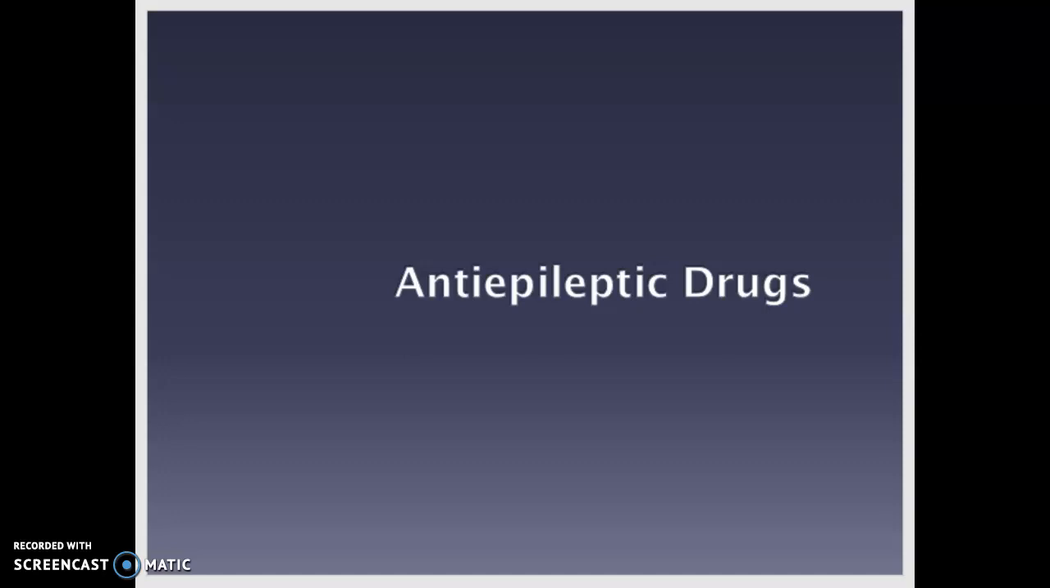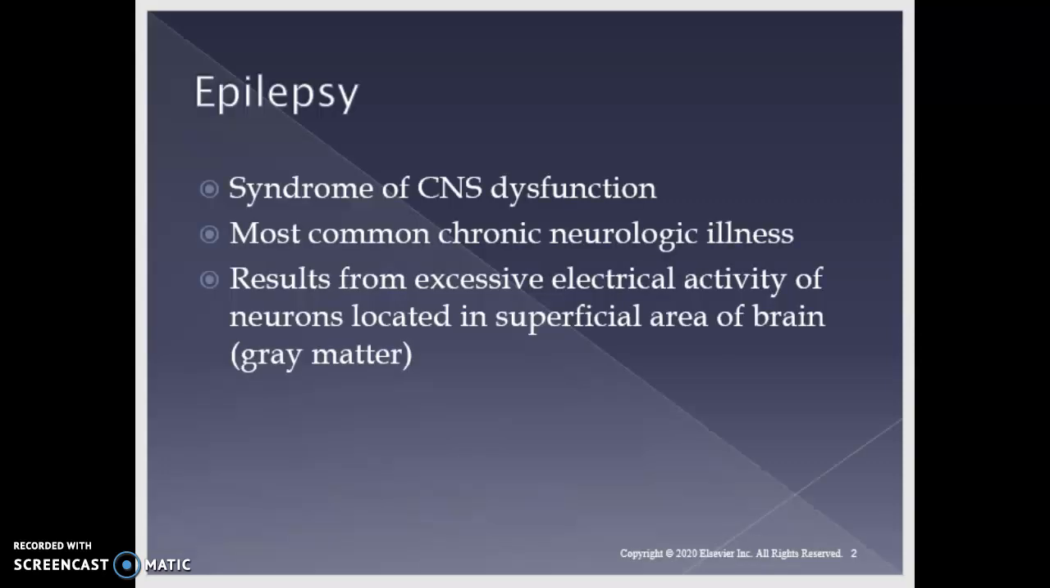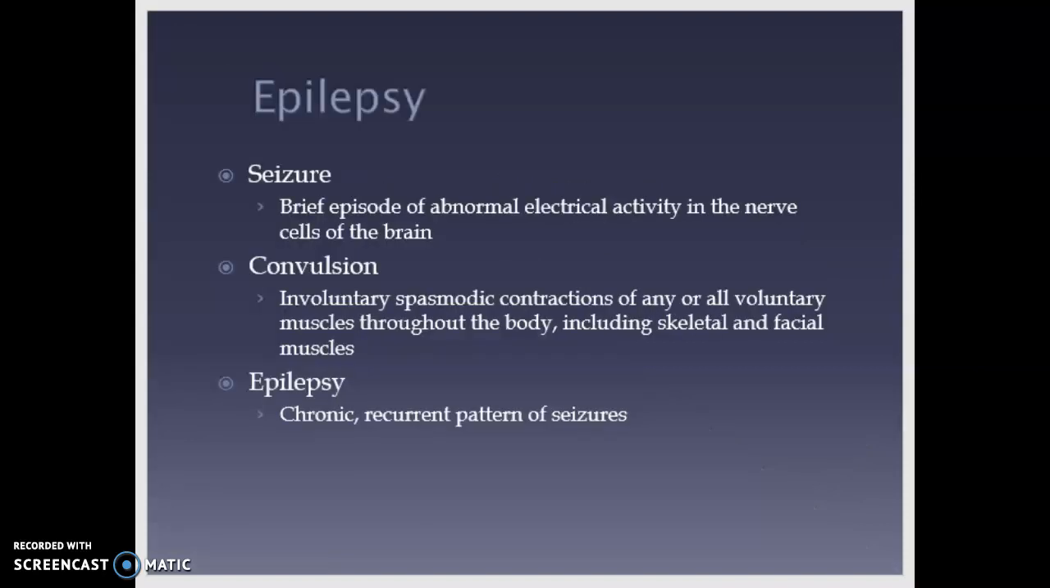In order to understand the anti-epileptics, let's talk a few minutes about epilepsy. Epilepsy is a syndrome of central nervous system dysfunction, and seizure symptoms vary depending on the area of the brain that's being affected by this activity. It is the most common neurological illness, and it results from excessive electrical activity in the neurons located in the superficial area of the brain, or in the gray matter. When we have a seizure, there's a brief episode of abnormal electrical activity in the nerve cells.